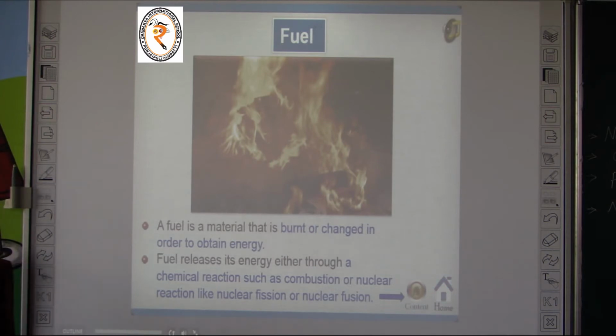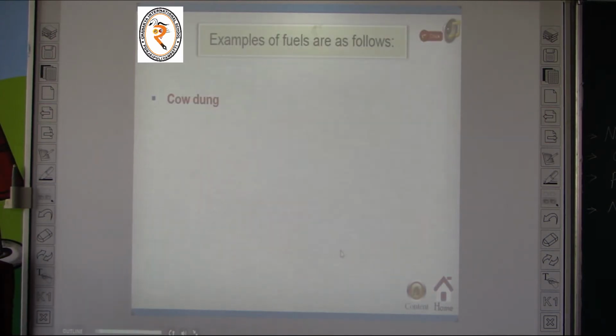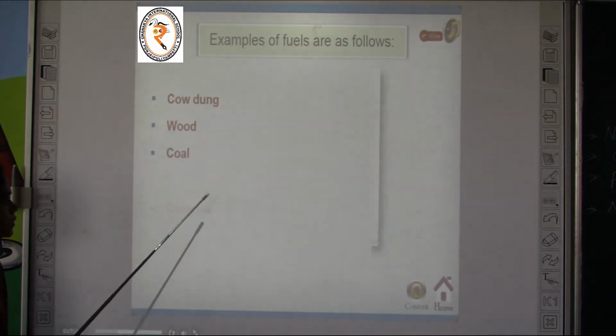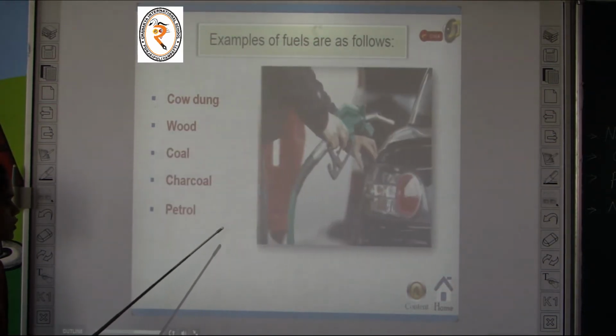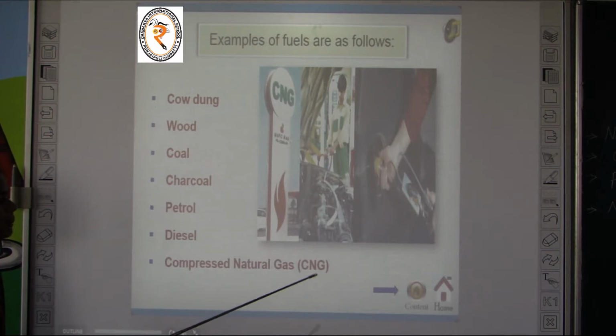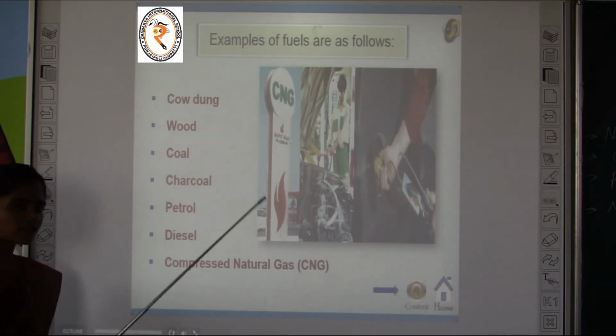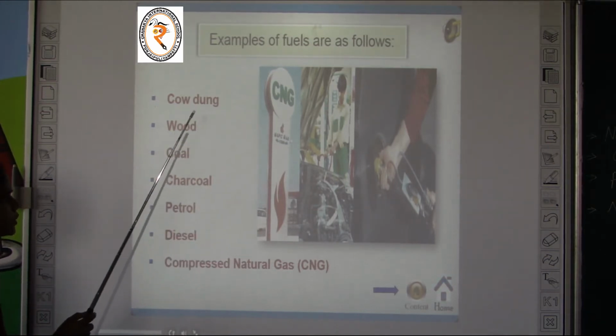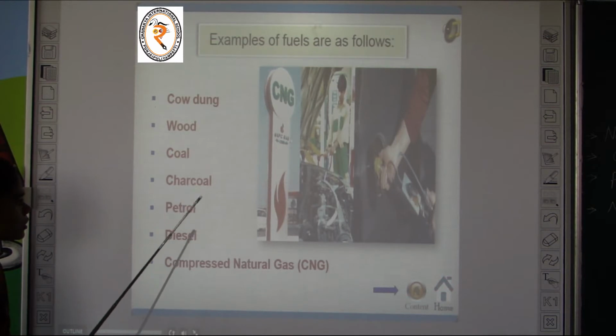And the next one. Examples of fuels are as follows. It is cow dung, wood, coal, charcoal, petrol and diesel. And finally it is compressed natural gas. So these are all the examples of fuels. What are the examples of fuels? Cow dung, wood, coal, charcoal, petrol, diesel and compressed natural gas. The abbreviation for CNG is compressed natural gas.